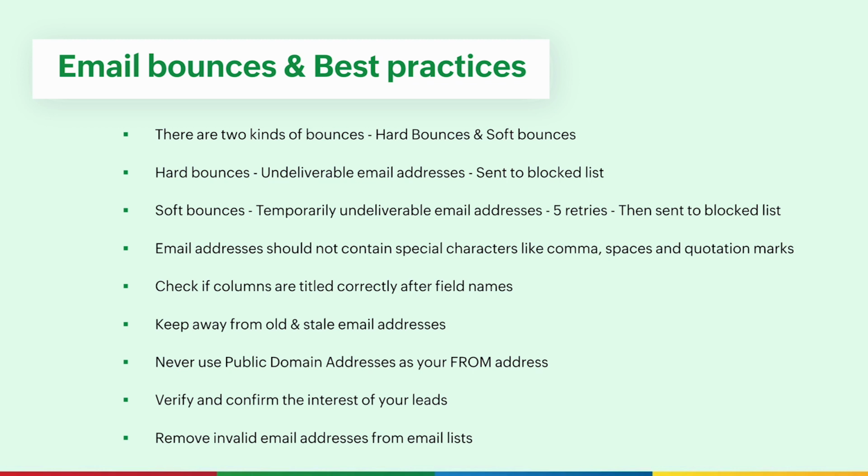There are two kinds of bounces in emails, namely hard bounces and soft bounces. Hard bounces are when Zoho CRM finds the email addresses to be undeliverable. In this case, the emails are moved to a block list, and this means that you can never send emails to these addresses anymore. Soft bounces happen when Zoho CRM is unable to send emails to addresses temporarily. To these soft bounce email addresses, Zoho CRM allows you to send emails 5 times. Even after the 5th time, if the email is undeliverable, then this email address is considered a hard bounce and the email address is then blocked.